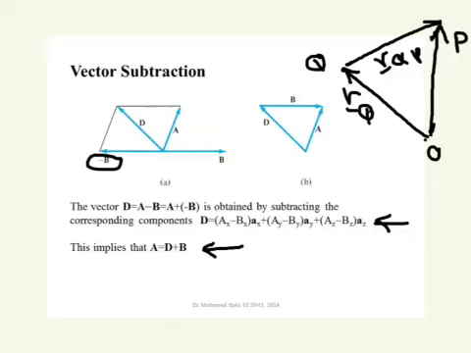So vector subtraction is used very often in electromagnetics because we need to determine vectors pointing from the location of the charges to the location of the point where we are measuring or calculating the field. And we very often need to determine the distance from the location of the charge to the observation point.